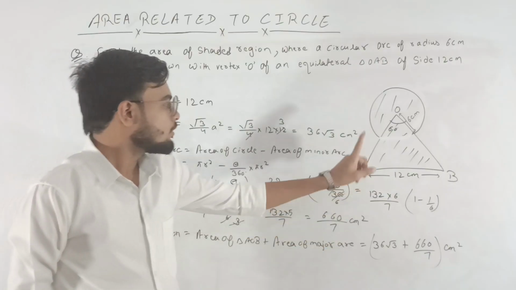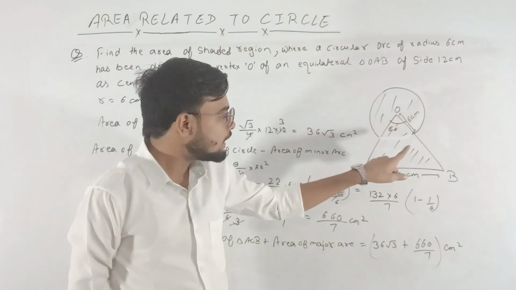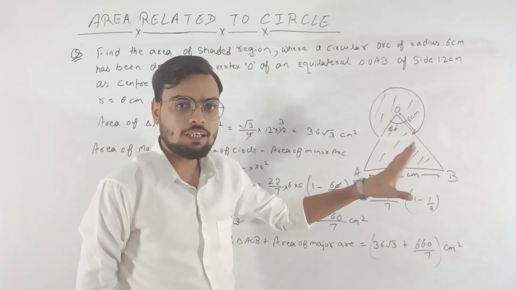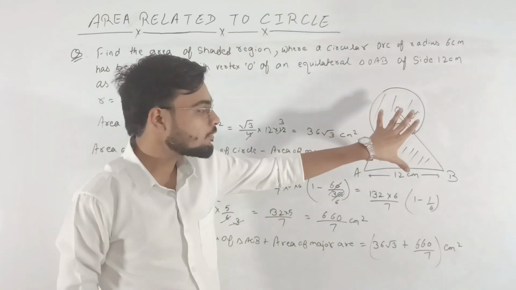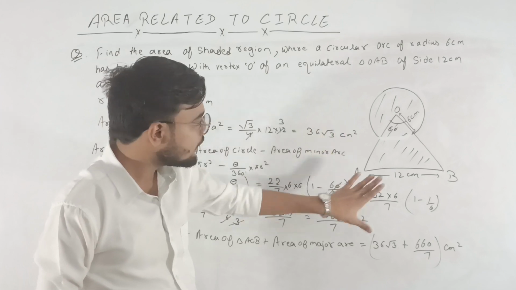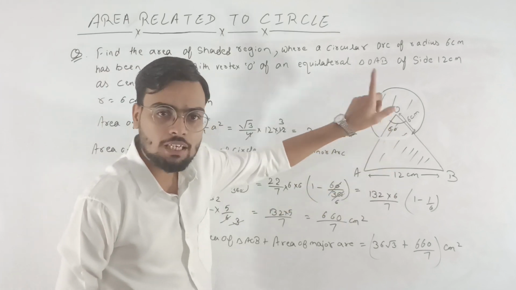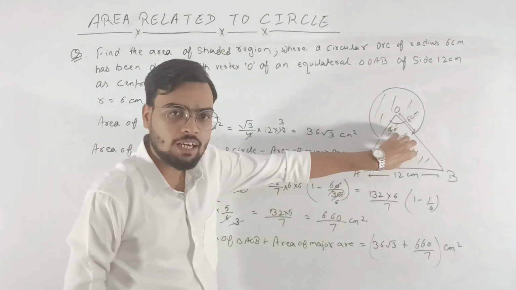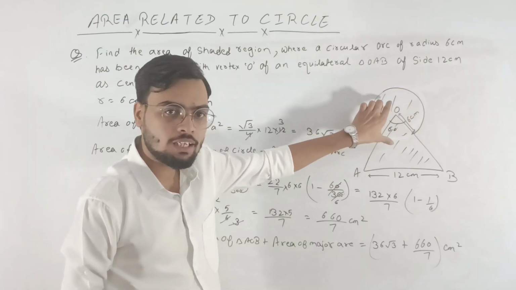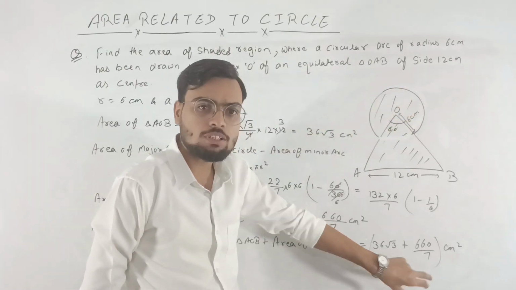And by taking this vertex O as a center, an arc is drawn with radius 6 centimeter. Then we have to find the area of this figure, or the area of the shaded region. So look here, how do I find the area? There is one triangle and there is one major arc. So first I find the area of this equilateral triangle, then I find the area of the major arc, then I add these two areas. Then I get the answer, the area of the shaded region.